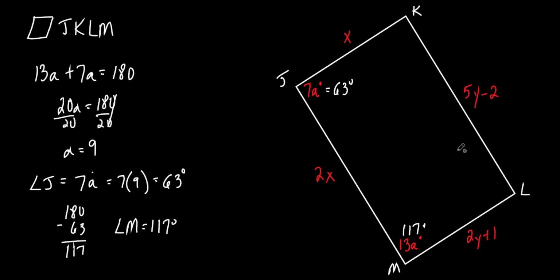Now, the other two missing angles are super easy. You don't even have to do any math, do you? What's angle K going to be? 117, yes. Okay, and what's angle L going to be? 63. Yep. So once you get the two of them, the other ones are easy because remember, the opposite angles are equal to each other on a parallelogram. All right, good. We got the angles.